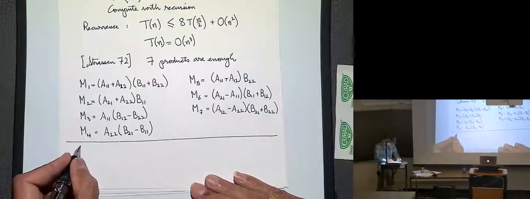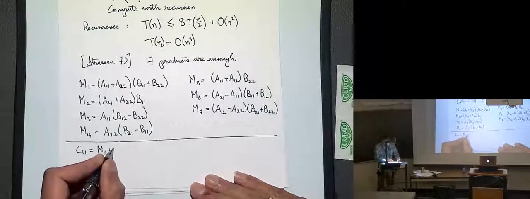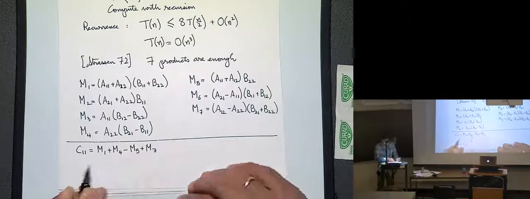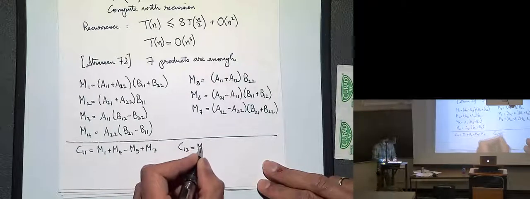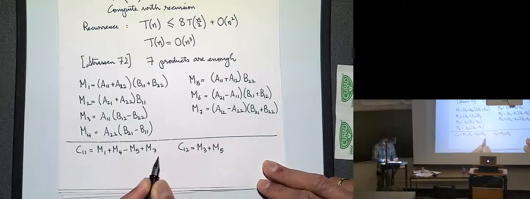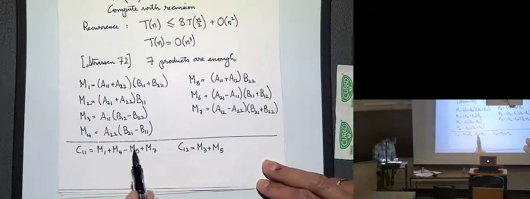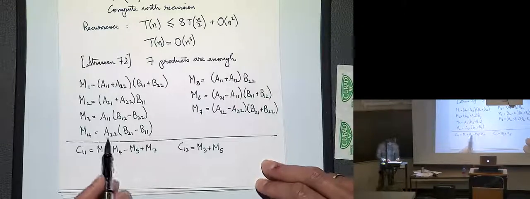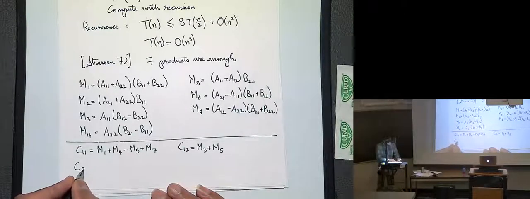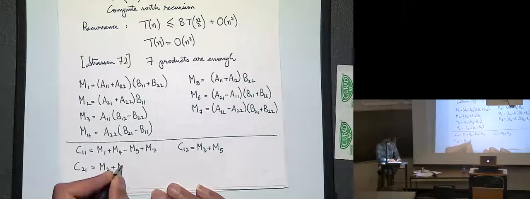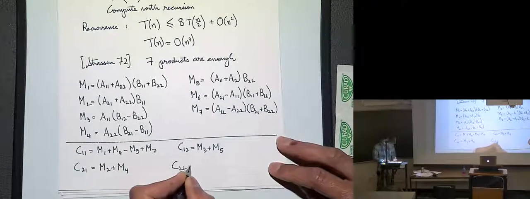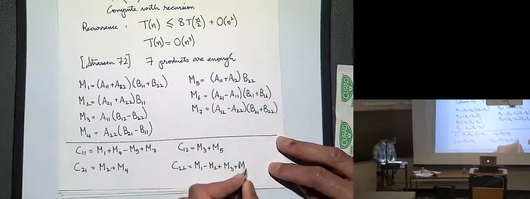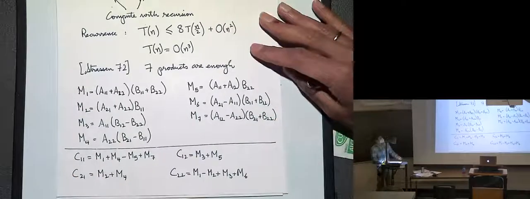So he showed that C11 is M1 plus M4 minus M5 plus M7. C12 is equal to M3 plus M5. C21 is M2 plus M4, and C22 is M1 minus M2. We don't have to do all of them, but let's at least do a few of them.